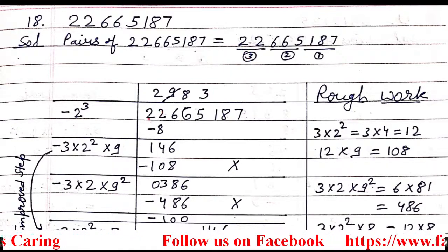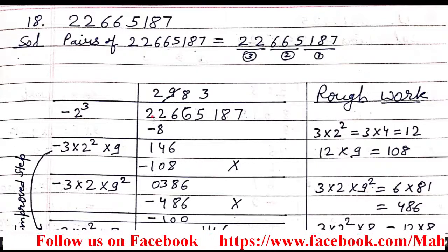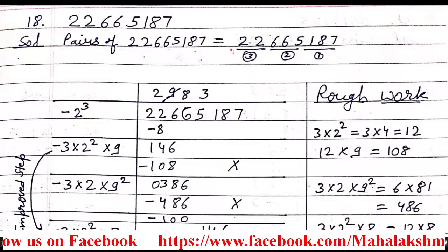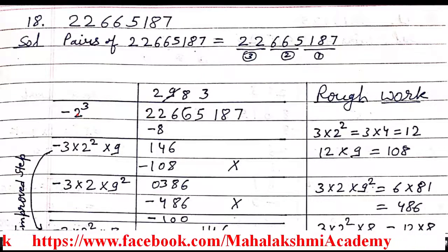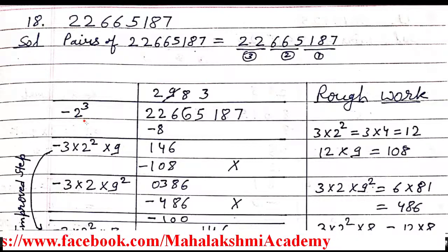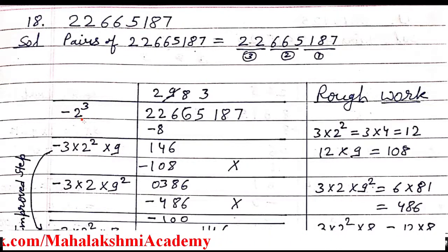Now when you write these numbers in the table, you have to see from the front what the first pair is. From the front, the first pair is 22. So you have to think of a number whose cube is either 22 or just less than 22. It is going to be 2, because 3 cube is 27, which is more than 22. So the first selected number is 2.